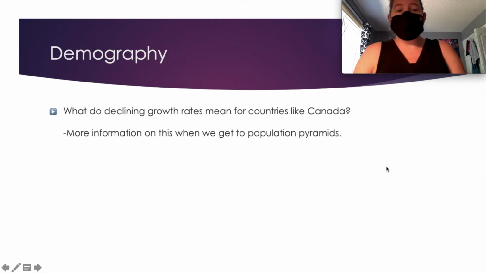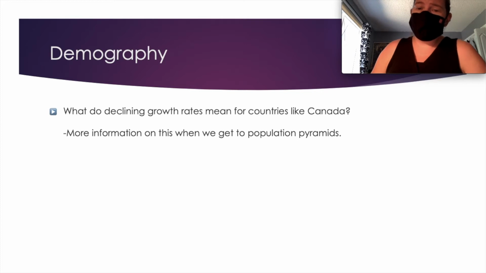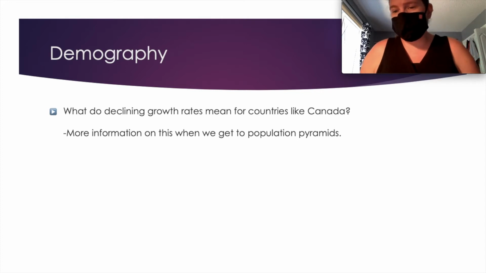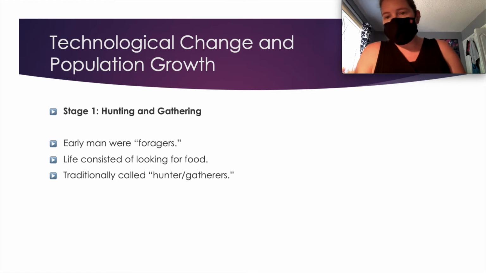So what do declining growth rates mean for countries like Canada? When we talk about this, we're going to see more of it with population pyramids, which give you a visual representation. So how do populations change, and what affects populations?